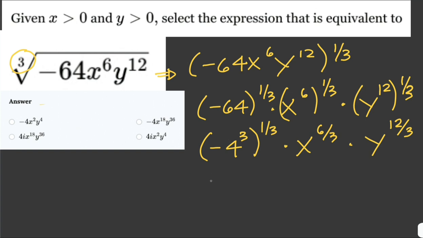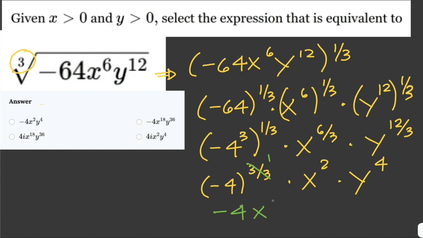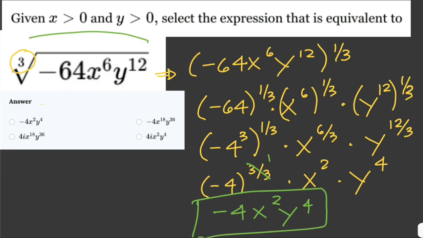Alright, so this would become negative 4 to the 3 over 3, times x to the 2, because 6 over 3 is 2, and y to the 12 over 3 is 4. And 3 over 3 is just equal to 1. So this is just negative 4 to the 1, x squared, y to the 4th. So this is now the expression that is equivalent to the cube root of negative 64 x to the 6 y to the 12. So the answer here is this one, the first one.